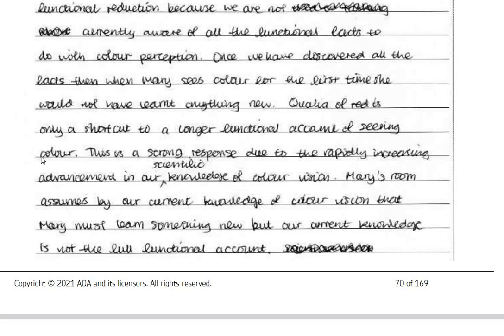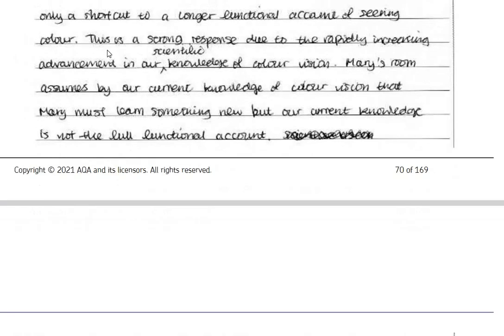It's all a bit wordy here. I think you probably might have lost sight of it. That needs to be shorter. It needs to be clearer. So this is the sort of conclusion part of the argument response judgment. This is a strong response due to the rapidly increasing advancement in our scientific knowledge of colour vision. Now that's what I like. That's your judgment. That's how to end a section.